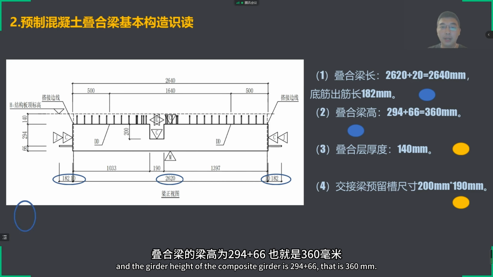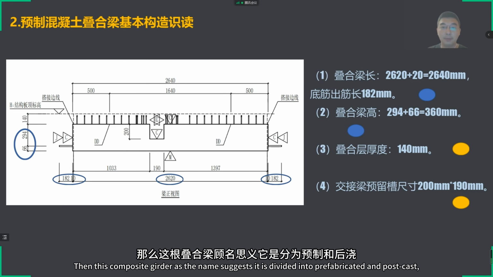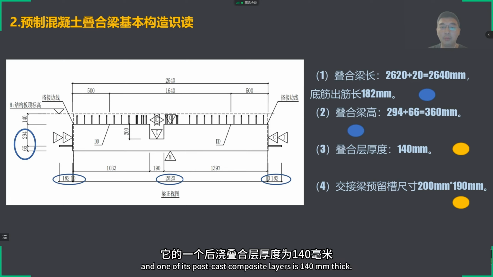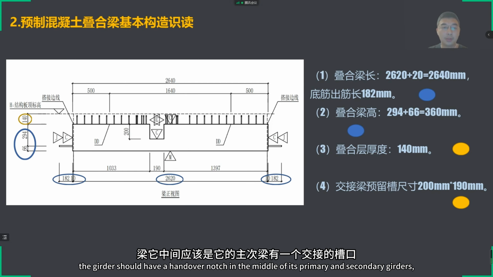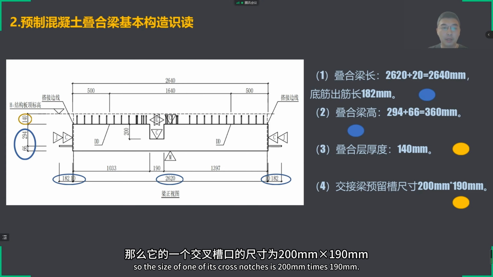And the girder height of the composite girder is 294 plus 66, that is 360 millimeters. Then this composite girder, as the name suggests, is divided into prefabricated and post-cast. One of its post-cast composite layers is 140 millimeters thick. At the same time, we need to note that the girder should have a handover notch in the middle of its primary and secondary girders. So, the size of one of its cross notches is 200 millimeters times 190 millimeters.